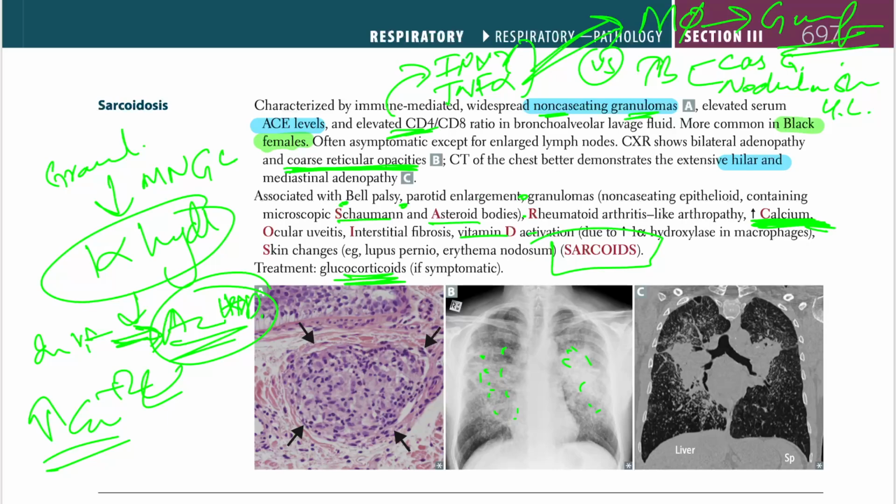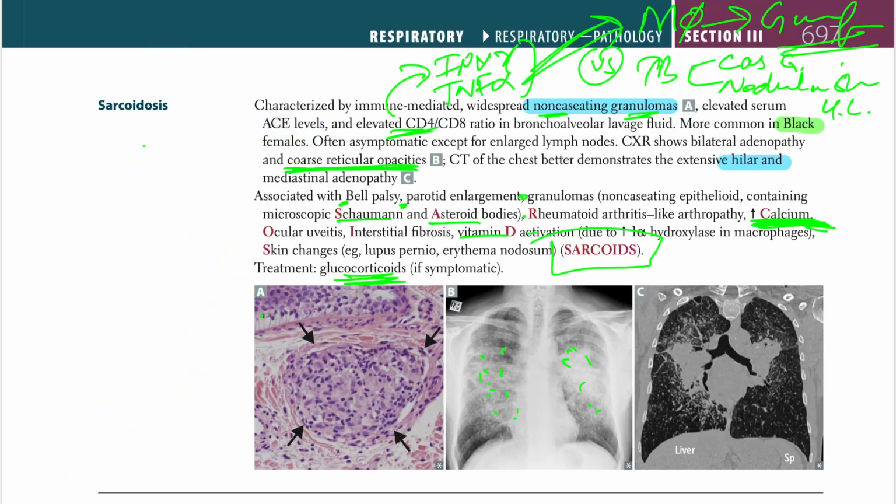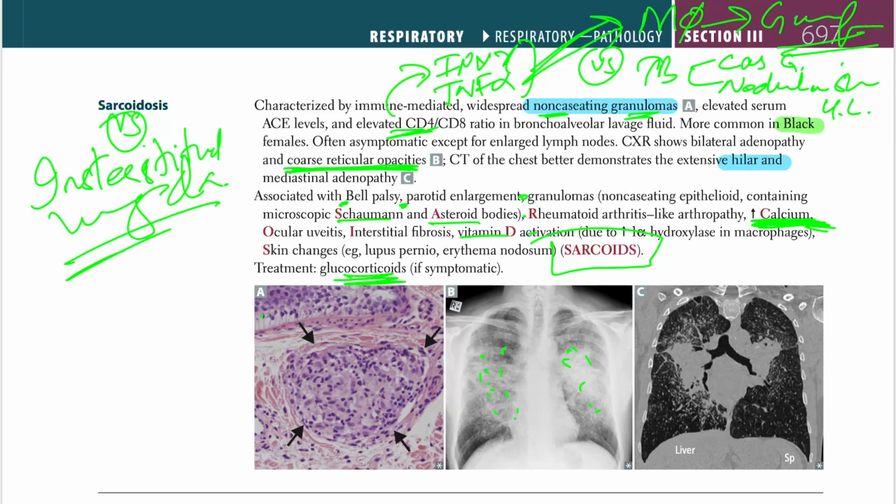It also resembles interstitial lung diseases, because of all of this granuloma with reticular opacities and all that. So how do we know? How do we differentiate that? And how do we differentiate these things?